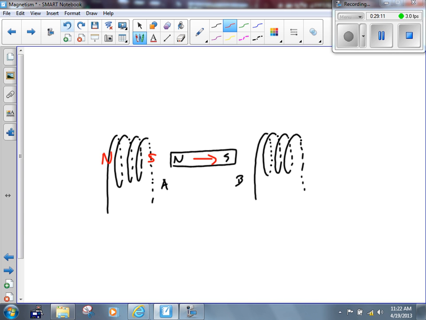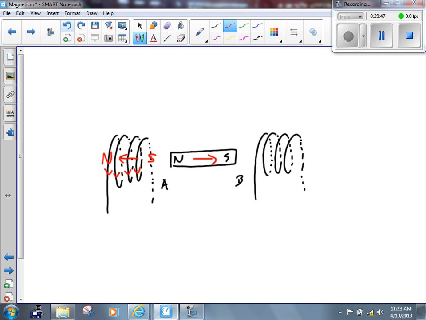Well, if the polarity of that coil is south on the right side and north on the left side, let's do that coil again. Let's stick our thumbs in the direction of the field inside the coil, from south to north. Fingers are going to go in the direction of the current, which is going to be down in the front.